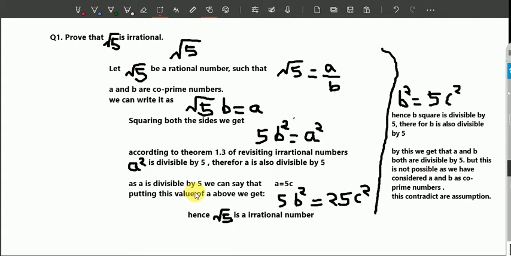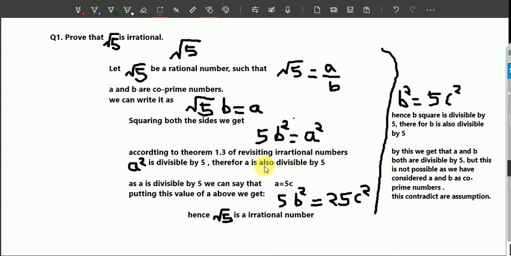As a is divisible by 5, we can say that a equals 5c. If it is divisible by 5, it will be in the form 5c, right? Again, putting this in the above equation, we get 5b square equals 25c square. Further, we divide by 5, we get b square equals 5c square. From this, b square is divisible by 5, hence b is also divisible by 5.